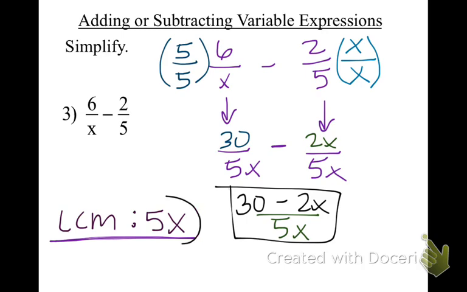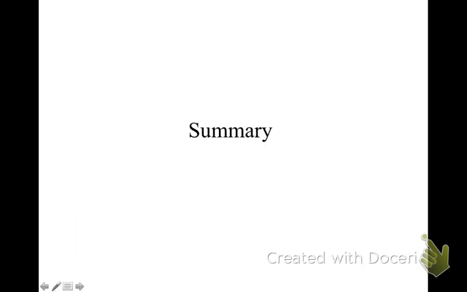Remember, we can find the least common multiple with the variable, and we can still simplify as far as we can. Now, a two-sentence summary. What did we learn today? We learned how to add like denominators, unlike denominators, if there's a whole number, even if there's variables. Two-sentence summary on what you've learned.